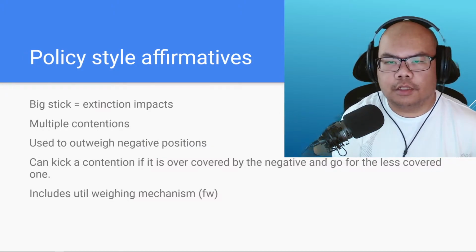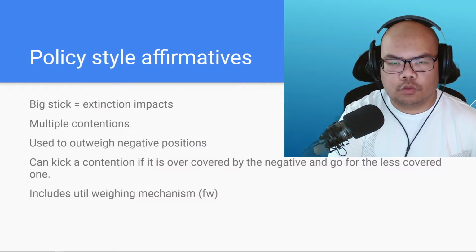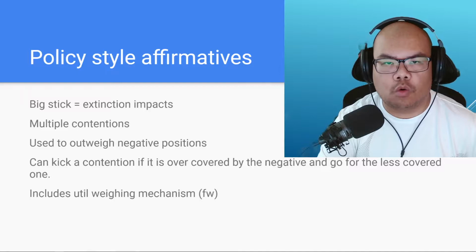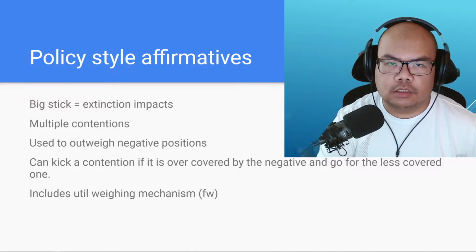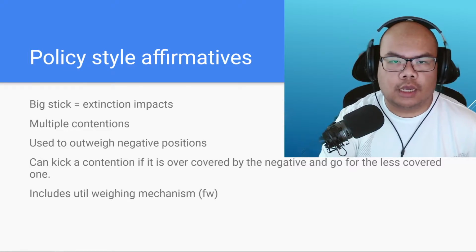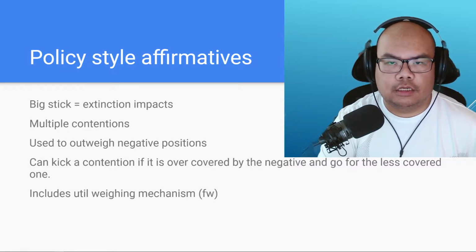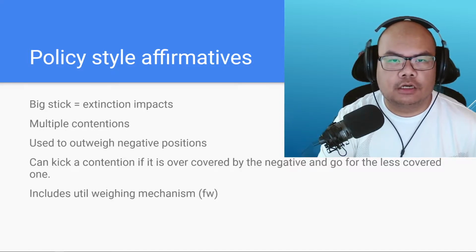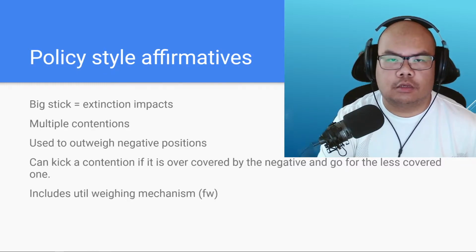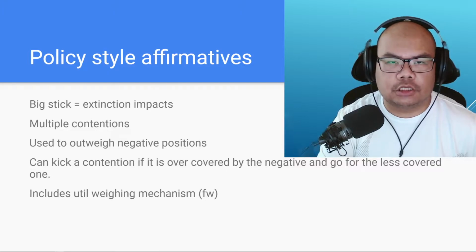So a policy style affirmative is generally one that has big stick impacts. Those are called extinction impacts. They can be from war, they can be from disease, they can be from environmental destruction. The types of impacts that we have are very varied, and it's up to the debater and the topic, honestly, to decide what sort of extinctions we're going to have. And I say extinctions with an S because they're generally within more than one contention.